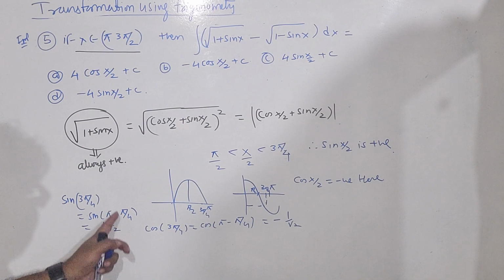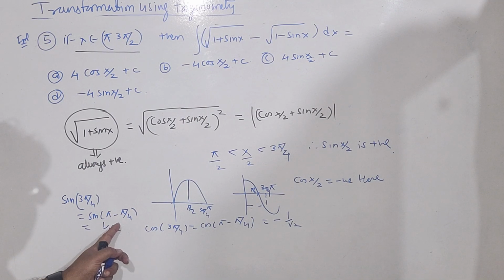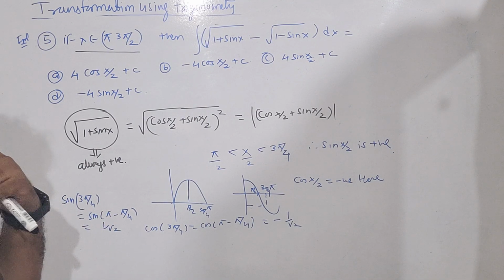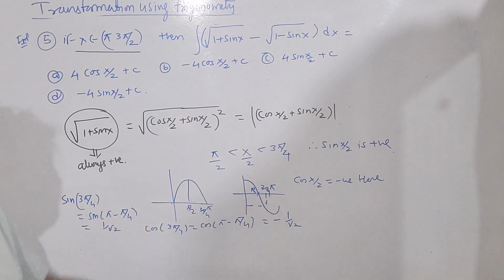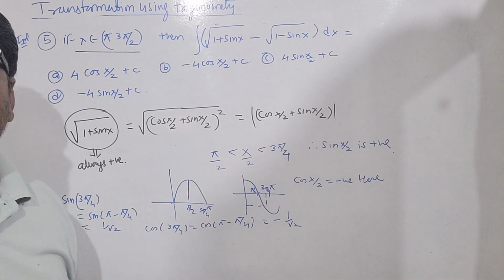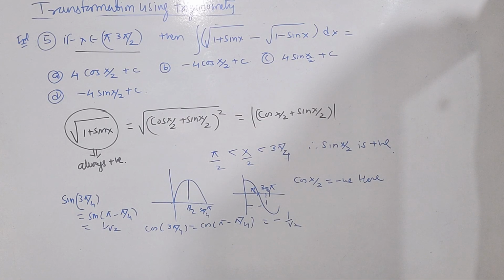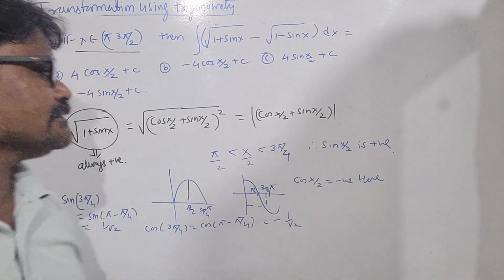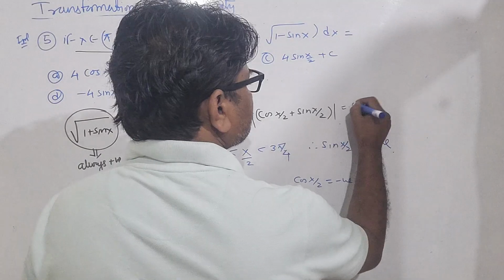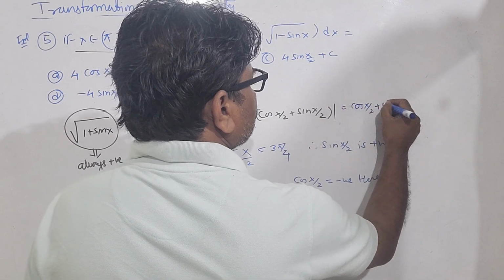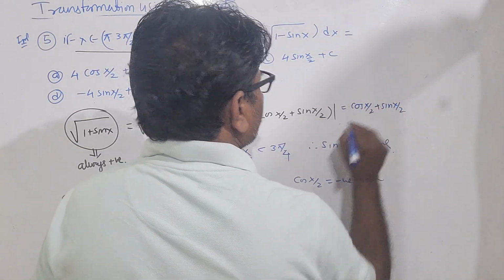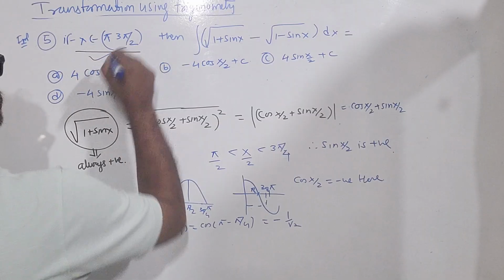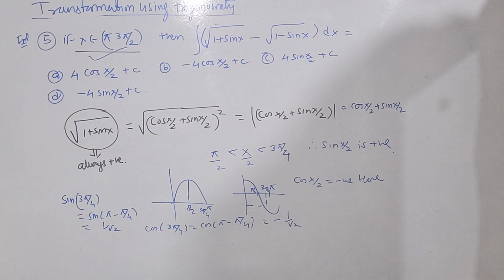Now here we will come to 1 by root 2 first, and here we will come above minus 1 by root 2. Overall this will be positive. This point is clear. This is always positive. Cos x by 2 plus sin x by 2 is always positive when x is coming from pi to 3 pi by 2. Okay, that point is clear.